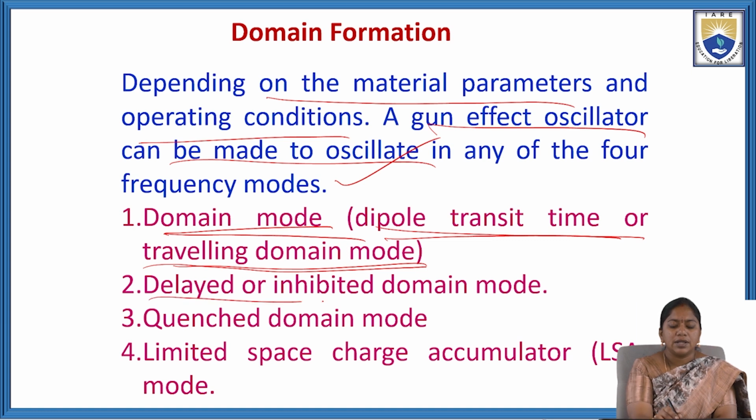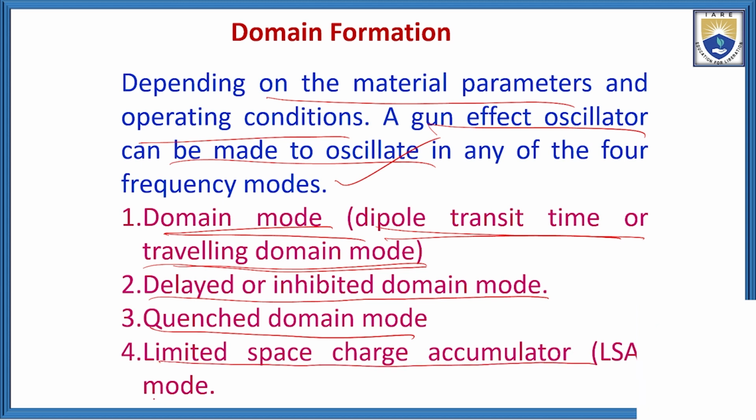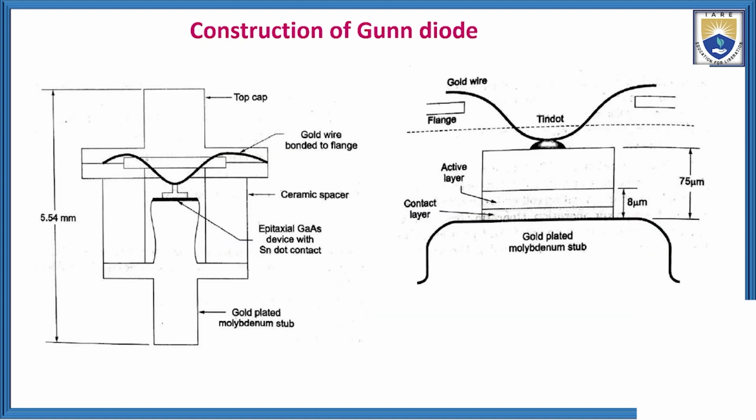The second one is the delayed or inhibited domain mode, the third one is the quenched domain mode, and the fourth one is the limited space charge accumulation mode, which is called LSA mode. So Gunn effect oscillators can be made to oscillate in any one of these four frequency modes.